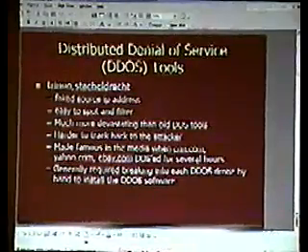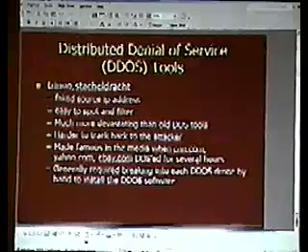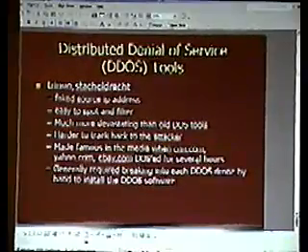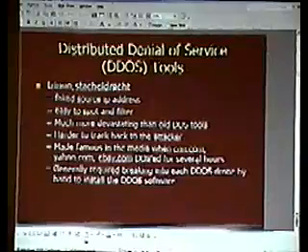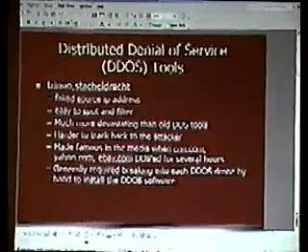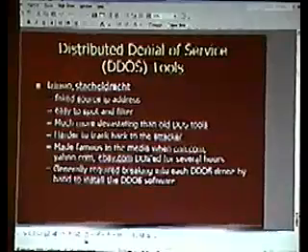So, these early tools were out in about the early 90s. Eventually, some people came up with distributed denial of service tools. And the difference is, with the first DOS tools, you'd have a one-to-one correlation between attacker and victim. And with these, you'd have one attacker, they would control a bunch of zombies, and then they would tell the zombies to attack a victim.